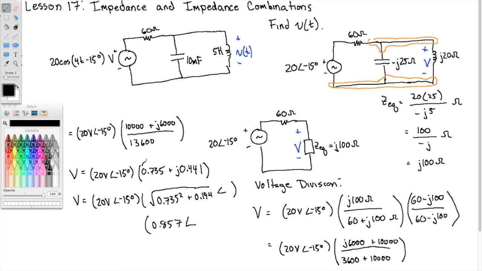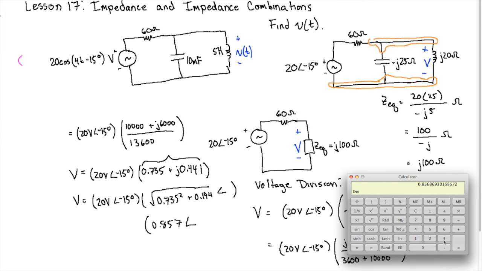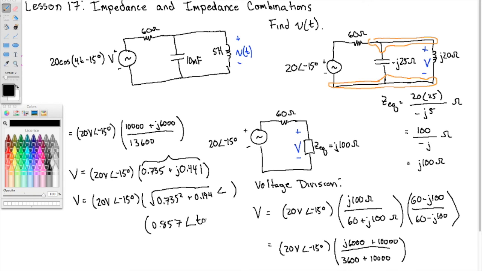And I need that angle. The angle of this thing: I'm going to take 0.441 divided by 0.735, which gives me 0.6, and I need the inverse tangent of that. Do I have the inverse tangent on this? Okay, I don't. So I need the inverse tangent of 0.6. We'll just write it like this: the inverse tangent of 0.6.